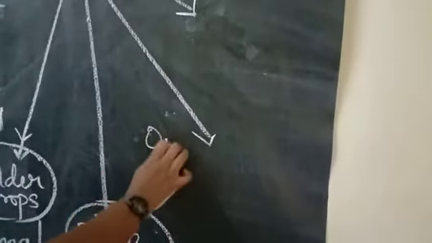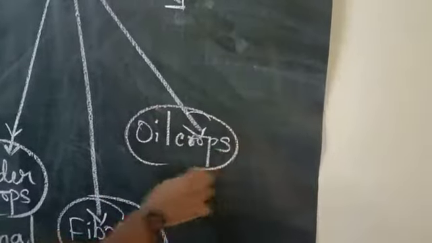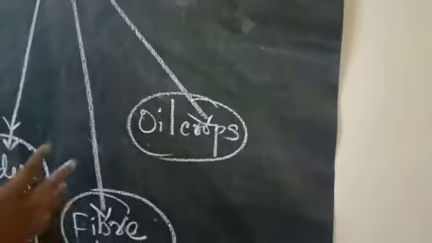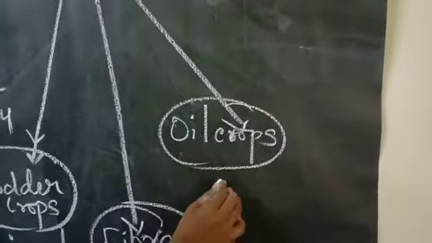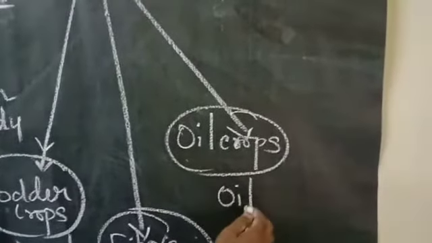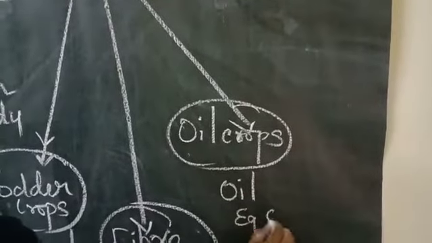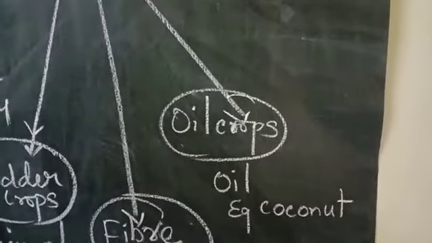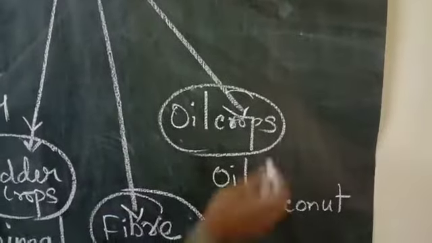And next, if you see, oil crops. Oil crops are for human consumption, we can say, or for industrial purposes like lubricants. For the use of humans as well as machines, oil is prepared. Examples are coconut oil, or groundnut or sesame, we can say. These are the best examples.